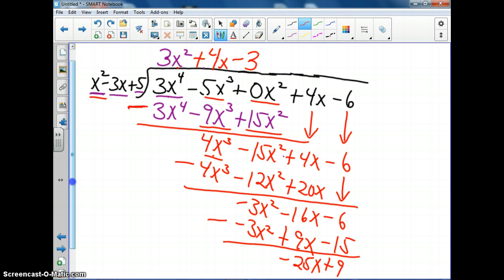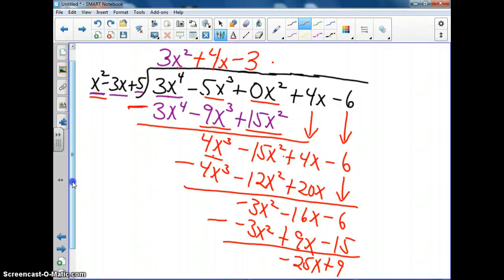I told you it's really involved. You can do this, it's not that hard. Here goes the next part. X squared times what is negative 25x? You can't do that. Which means this is the remainder. Very good. That's exactly right.